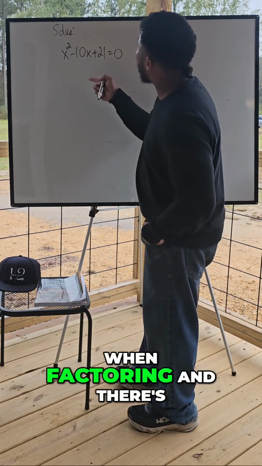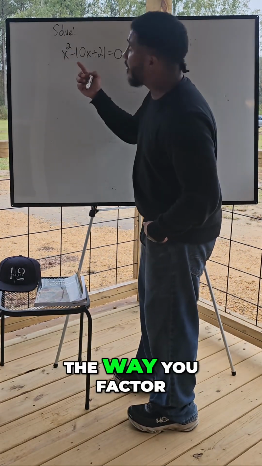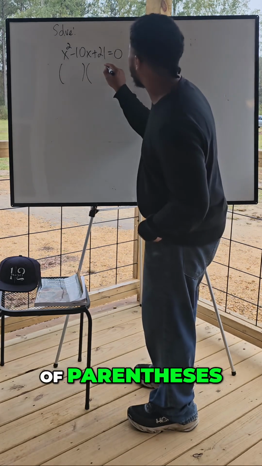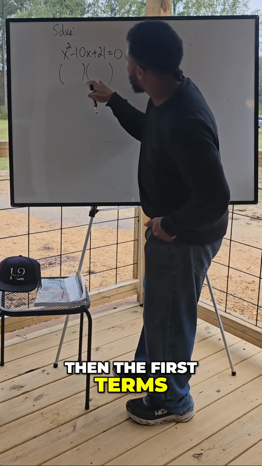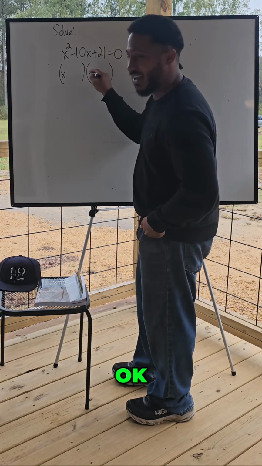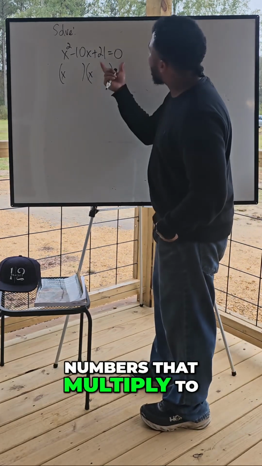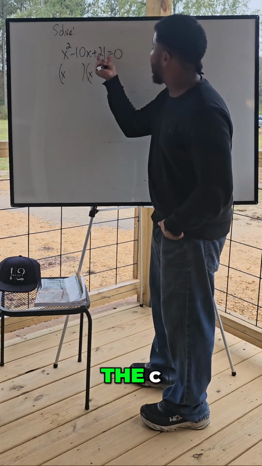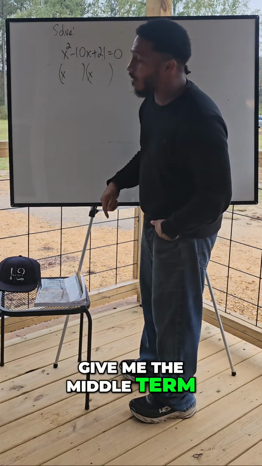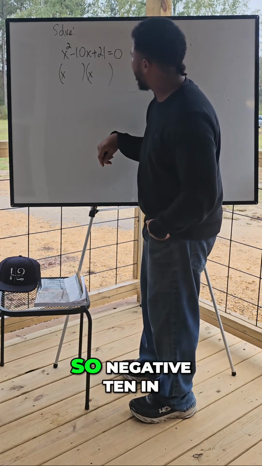So let's try it. When factoring and there's a 1 in front, the way we factor is by using what we call double bubble. It's this double set of parentheses, okay? Then the first terms we need to multiply to give us x squared. So typically we put an x and an x. And now we need numbers that multiply to give me this constant term, the c, 21, and then add to give me the middle coefficient. So negative 10 in this one.